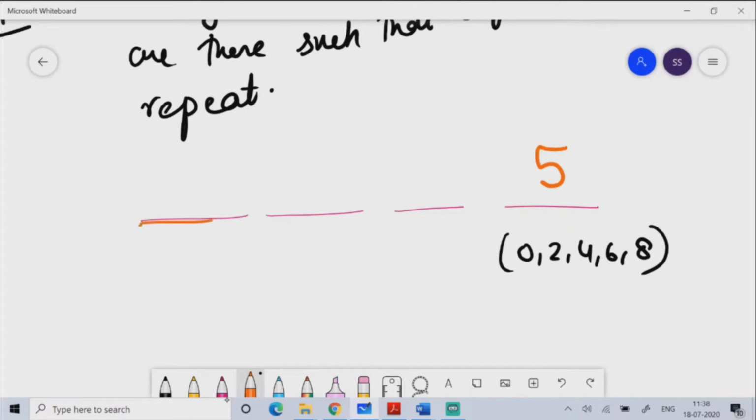Then if I ask you how many digits can come here, you will write that 1 can come, then 3, then 5, then 7, then 9 can come. Then you think, out of the 5 digits I would have used 1 digit. Whatever digit I used, the remaining 4 digits can come here.